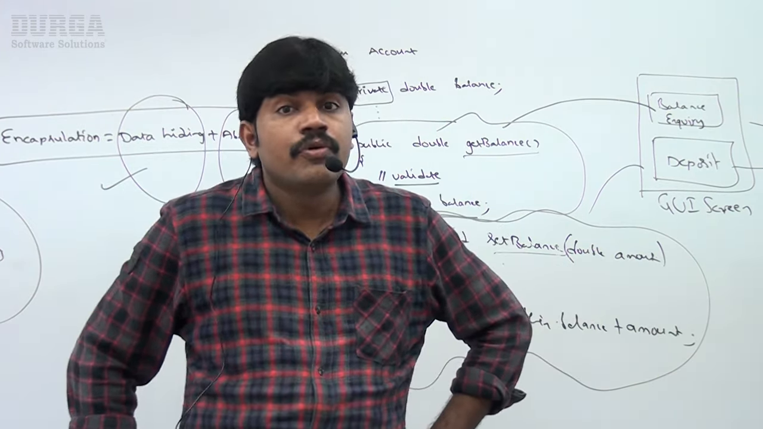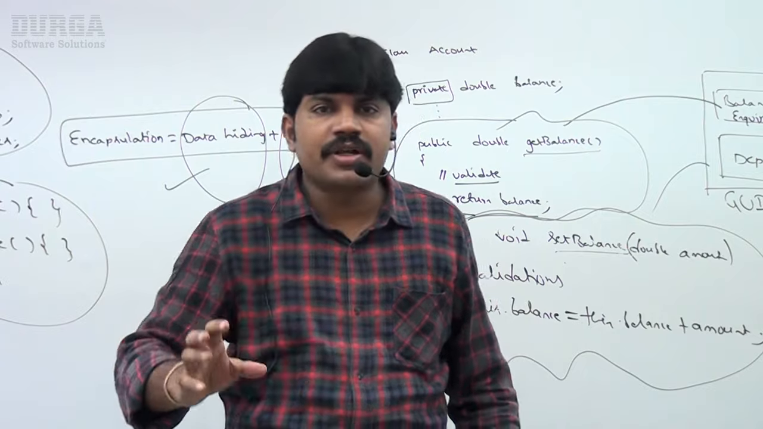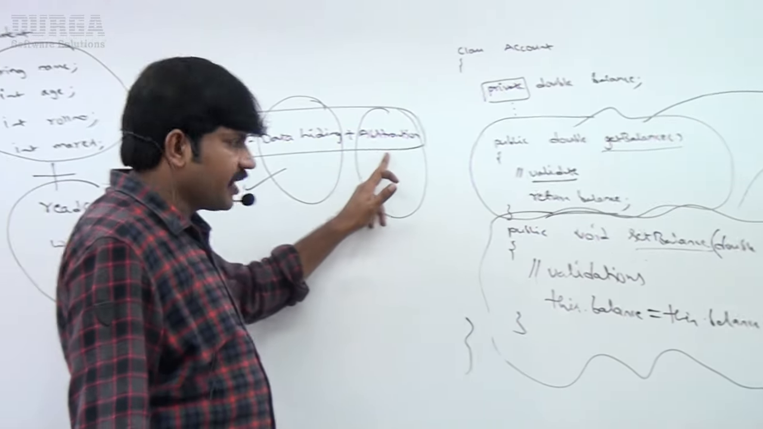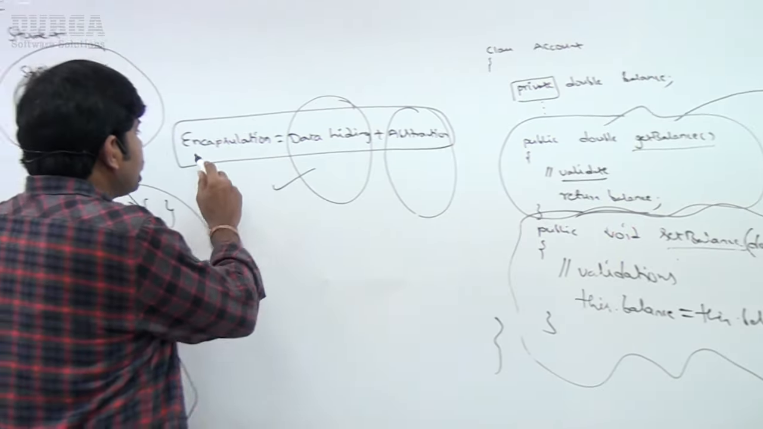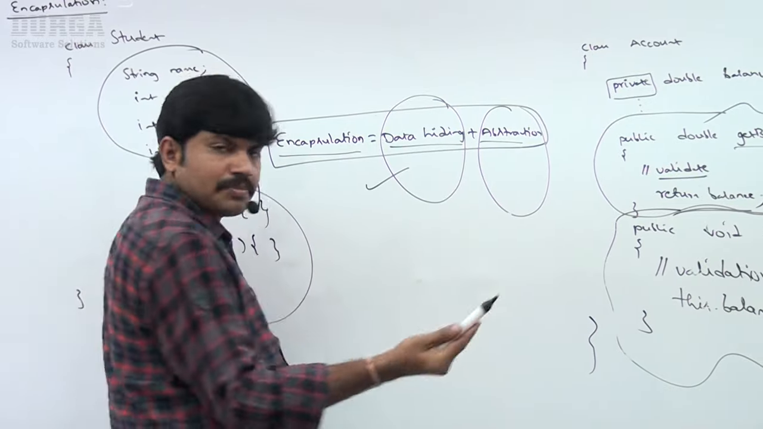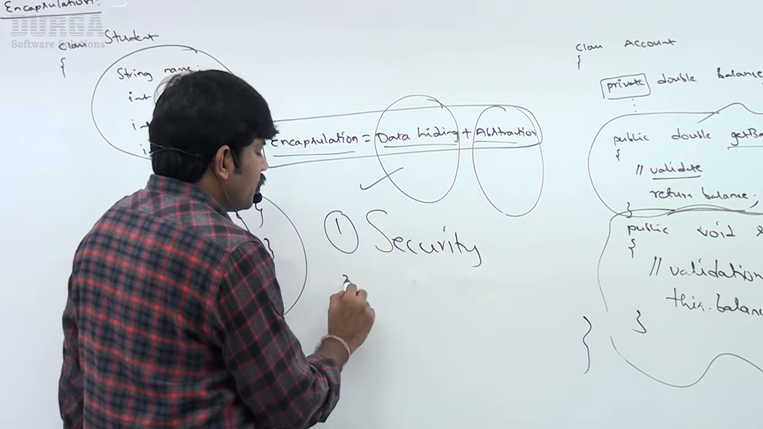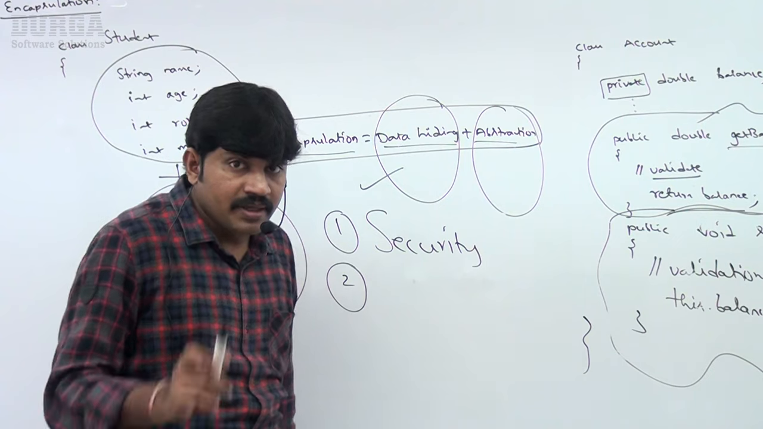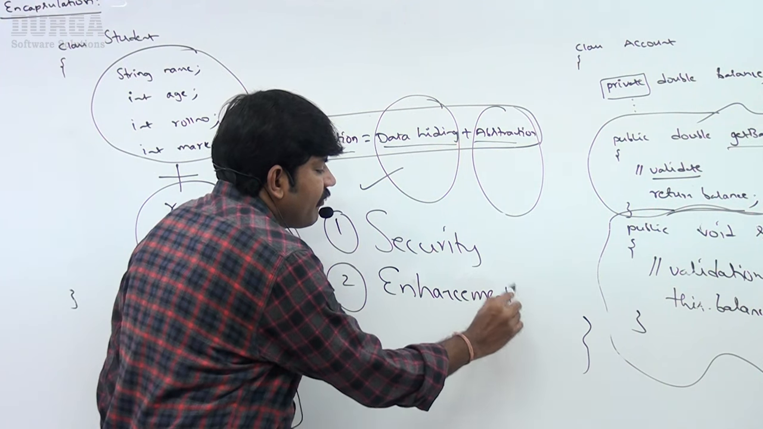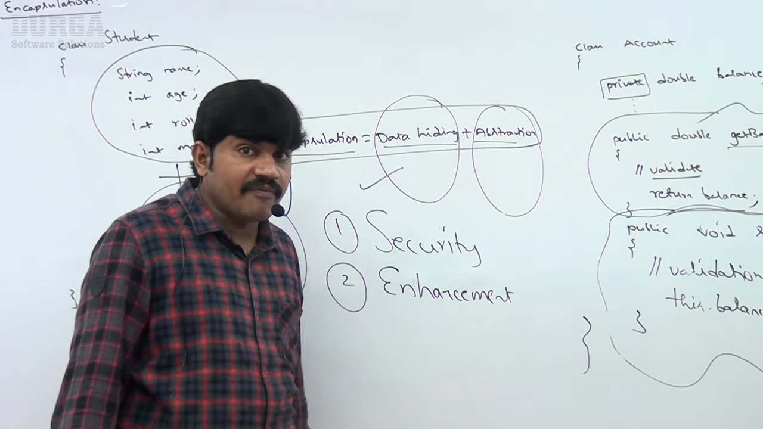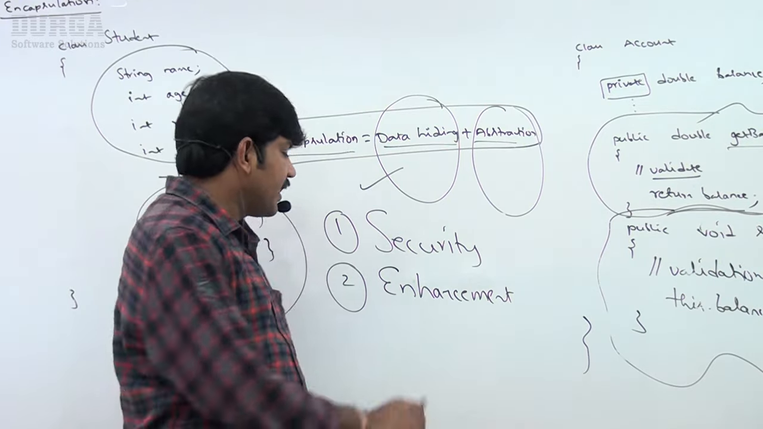What is the advantage of encapsulation? Whatever advantages there are for data hiding and abstraction, all those are advantages for encapsulation, because encapsulation is not a new word. It is data hiding and abstraction only. First, we can get security. Second, enhancement will become very easy without affecting outside persons. We can perform any type of changes internally.